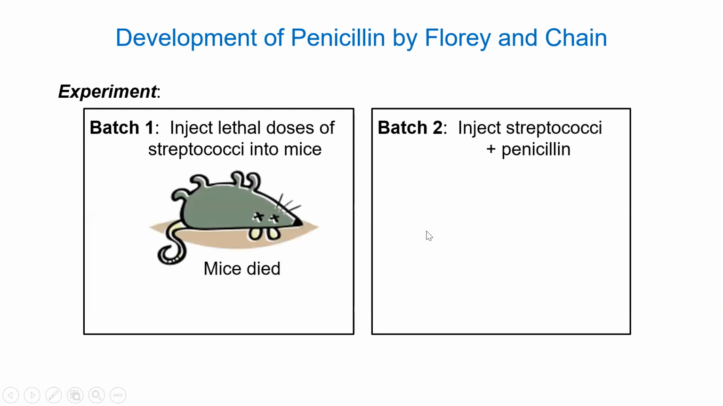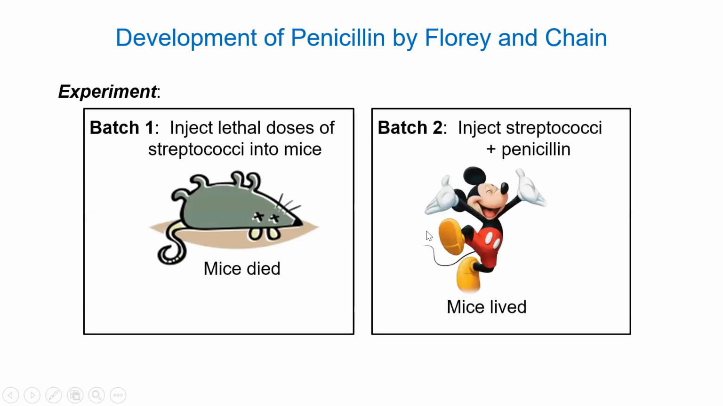They're like, okay, let's test it on some mice. They inject a lethal dose of streptococci into mice. Mice die, no surprise there. Streptococci plus penicillin, the mice were alive, right? And then what's the next step, right? Eventually you test it on people.